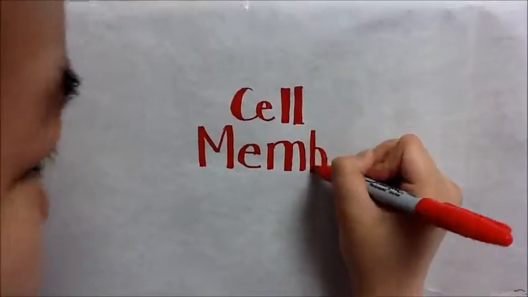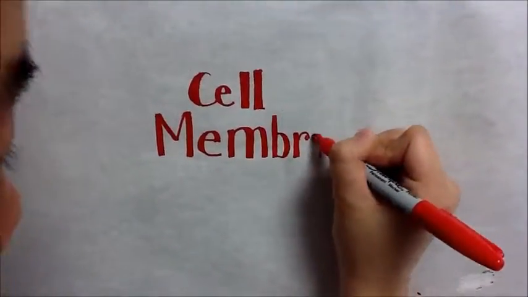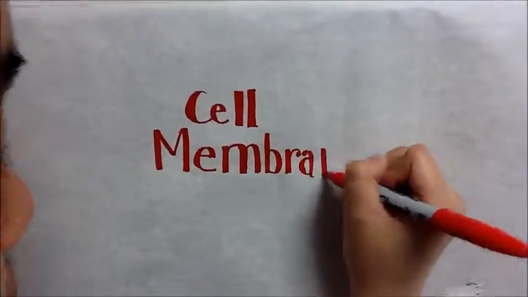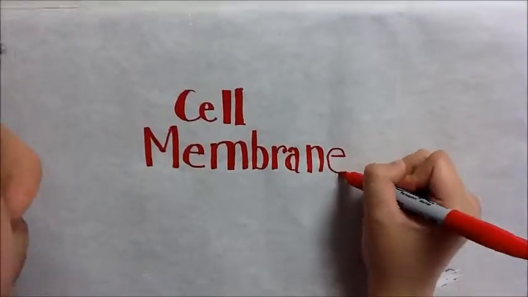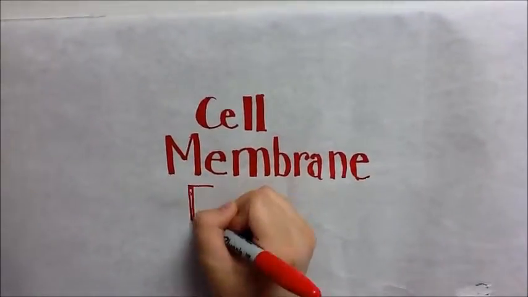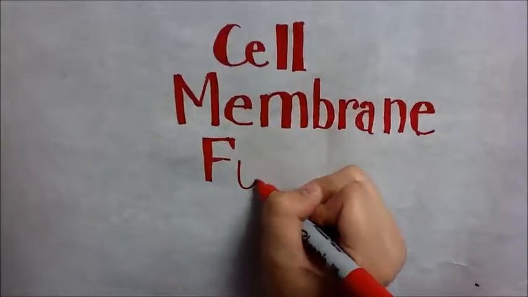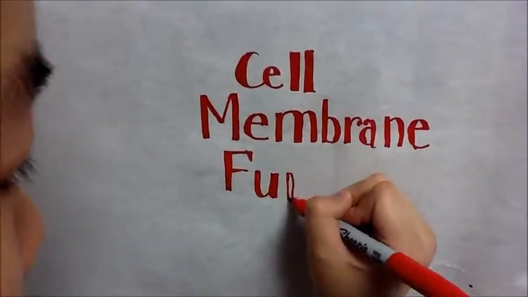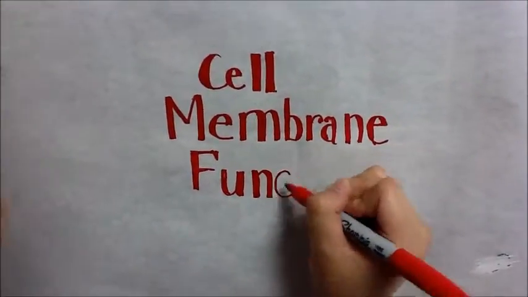Cell membranes are very important structures to the cells because they function as barriers between the components of the cell and the outside environment. The cell membrane is selectively permeable. The cell membrane is what defines the cell and keeps its components separate from the outside organism.